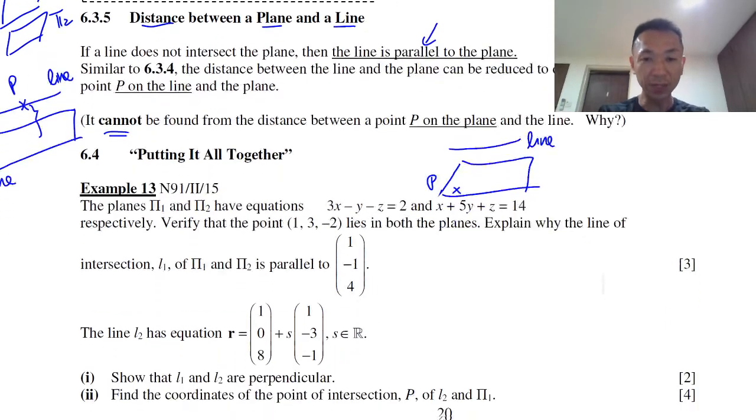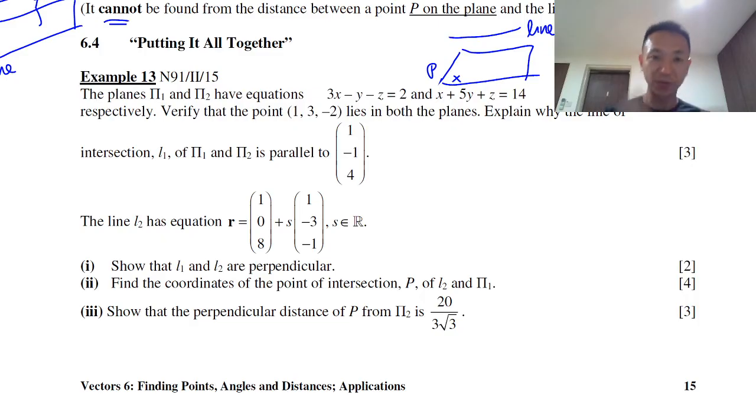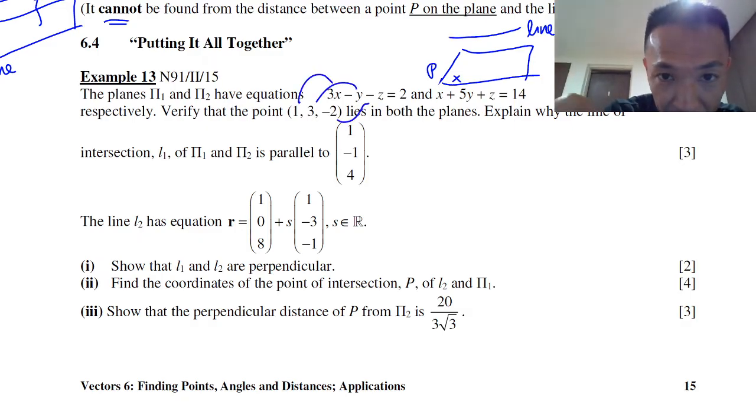So let's go to example 13, putting it all together. All right, first example of everything put together. Let's read the question. I have two planes. First part, verify that (1, 3, minus 2) lies on both planes. Simple enough. You just substitute X, substitute Y, substitute Z. Your left hand side eventually equals 2, which is the right hand side. We're done.